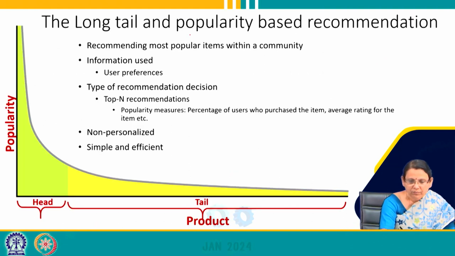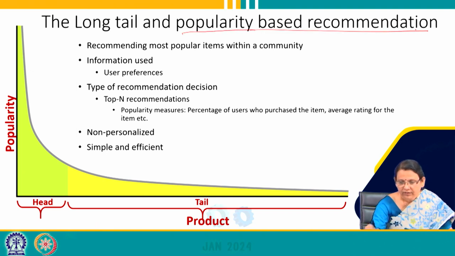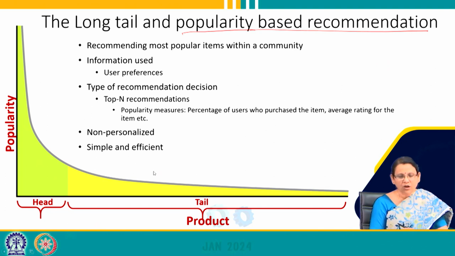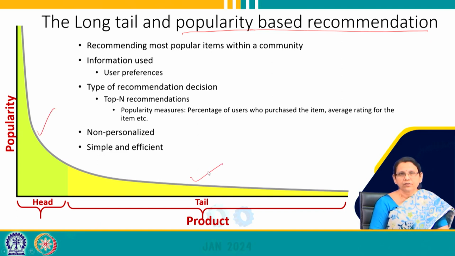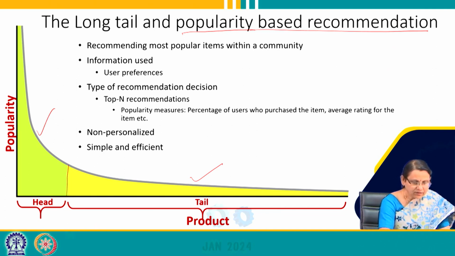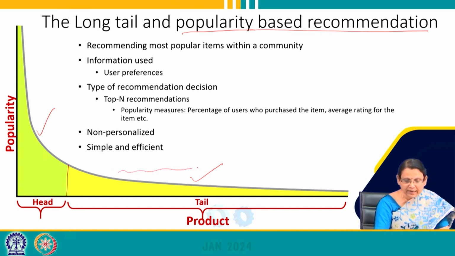So, first one, popularity based recommendation. Here again, one of our old slides I am trying to show. This is that long tail phenomenon in which popular items are here and less popular items are towards the tail end. Now, if we look at this part, I told you that time that these are the popular items and they are typically stored in a physical store, but in a retail store the rest of the items can also be available, at least in the database.